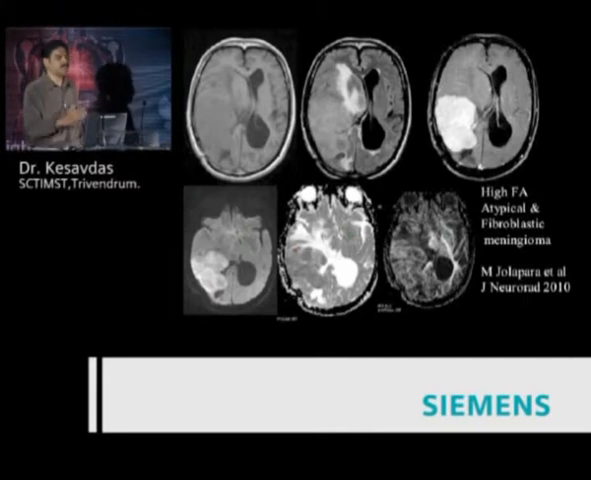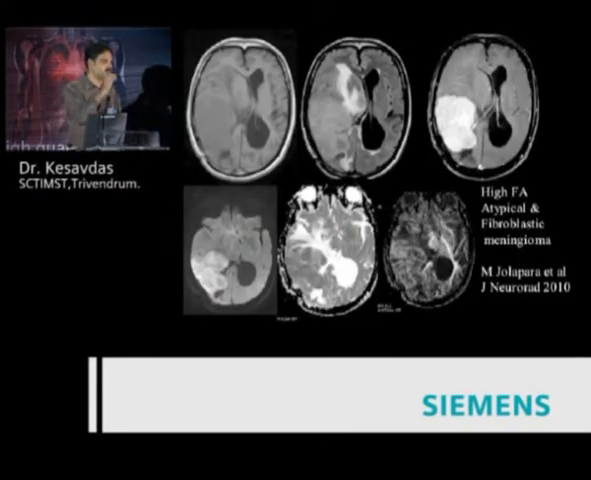So what I want to drive home to you is the point that tumor microenvironment can be very well studied by the FA maps. Don't just go with the fiber tracking, but look at the FA map always, and try to measure these values.